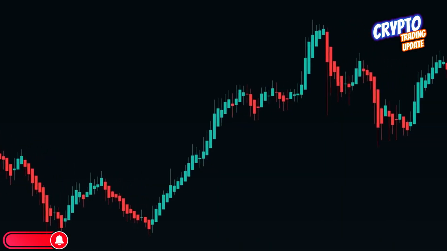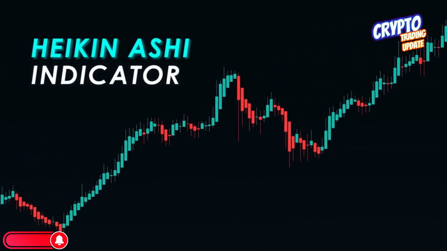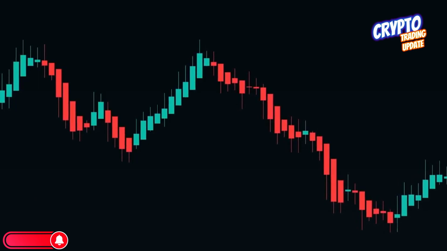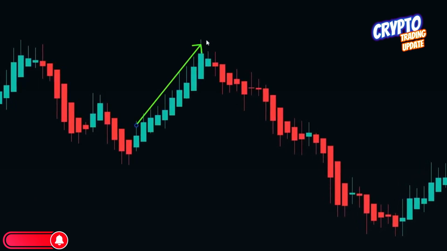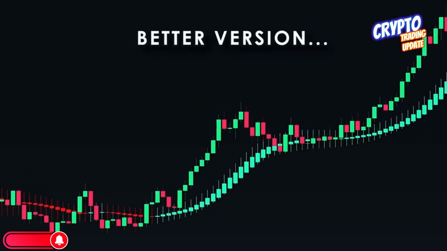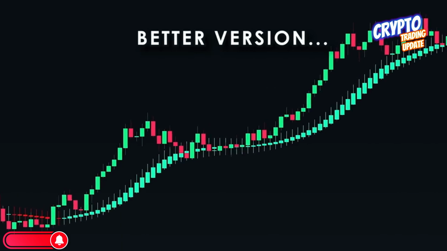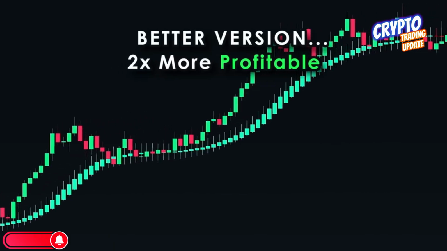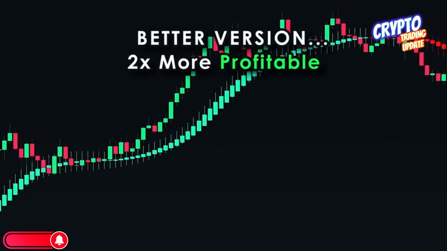Hey traders, I'm sure you've heard of the Heikin Ashi indicator. It is one of the most powerful trading tools used by traders to get a clear view of the overall market direction. However, did you know that there's actually a better version of this indicator that is proven to be almost 2 times more profitable than the older version? And so without further ado, let's dive right in.